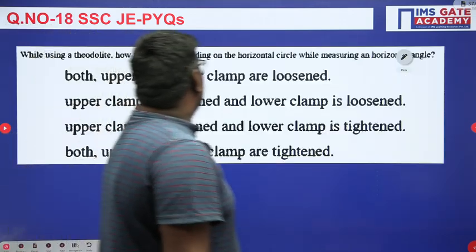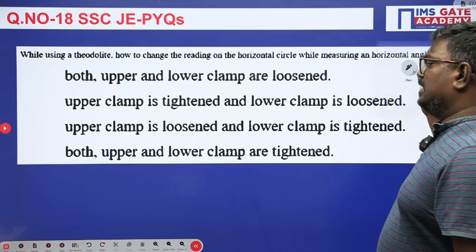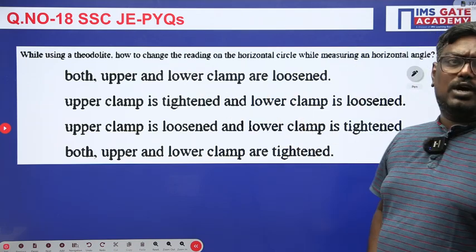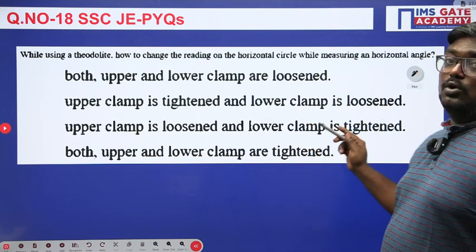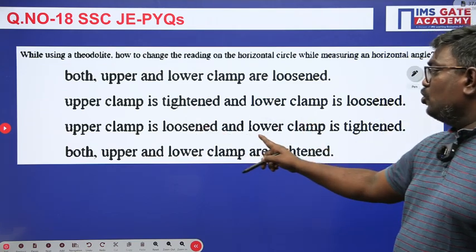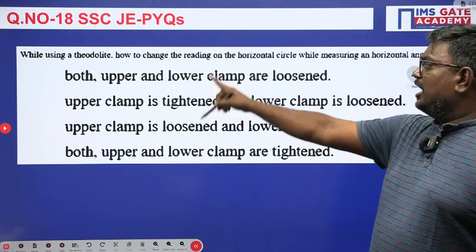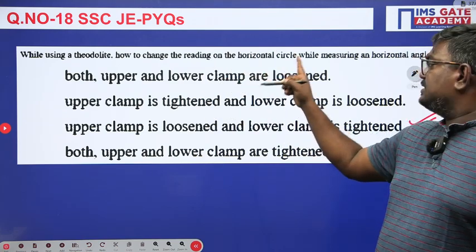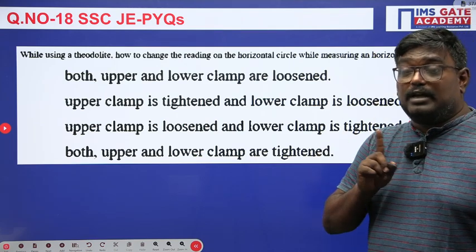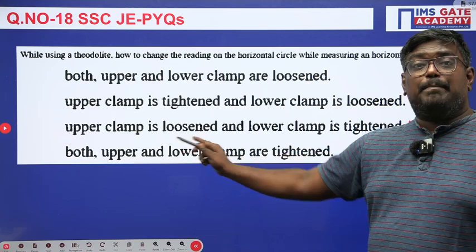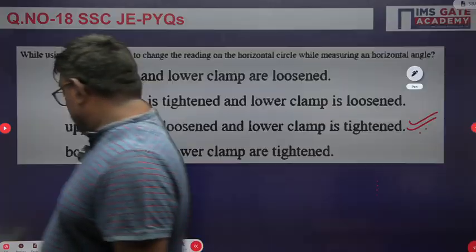Now, while using a theodolite, how to change the reading on the horizontal circle while measuring the horizontal angle? If both upper and lower clamp screws are loosened, then both will change. Upper clamp screw loosened, lower tightened. So here, in a theodolite, to change the reading on a horizontal circle while measuring a horizontal line, not the vertical circle, the upper clamp screw should be loosened and the lower clamp screw should be tightened. So option C is the right answer.